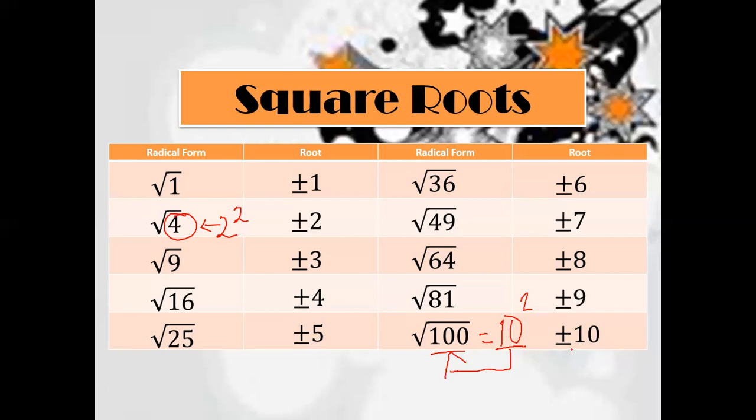Okay? Why positive negative 10? Because 10 squared, we all know, is equal to 100. And the quantity negative 10 squared will still give us a product of 100. Anyway, you will understand more about the concept of square roots as we go through with our discussion.